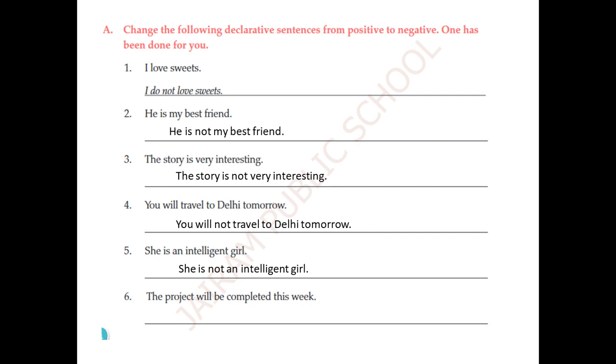Well done. The next sentence is: the project will be completed this week. Are you getting confused, or will you be able to write the answer? The project will be completed this week. This is a positive form. Now we are going to convert it into negative form. What is the helping verb in this sentence, my dear children? Will. So you just add not after the helping verb. The project will not be completed this week.